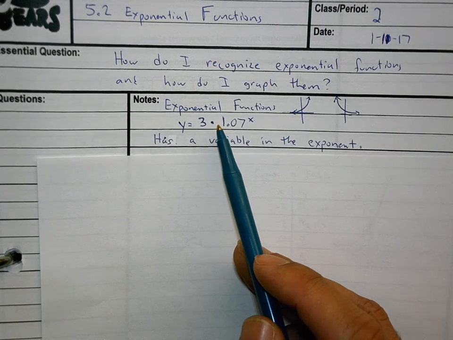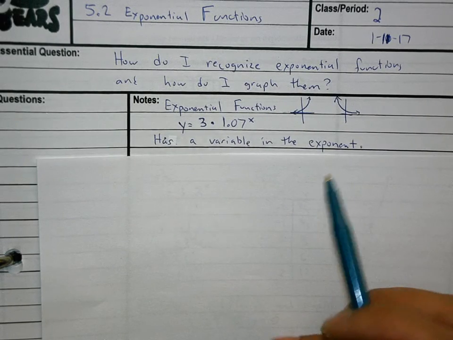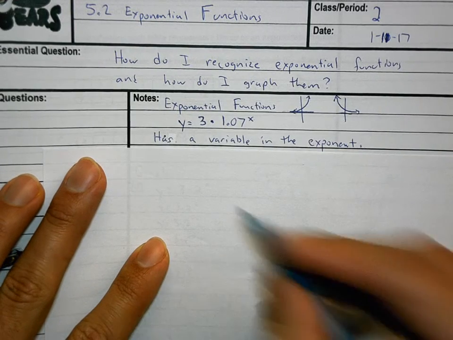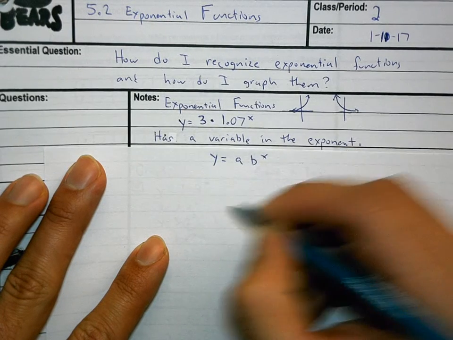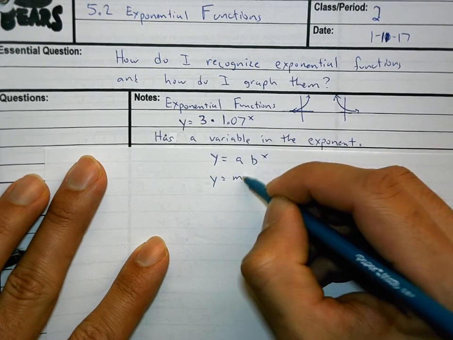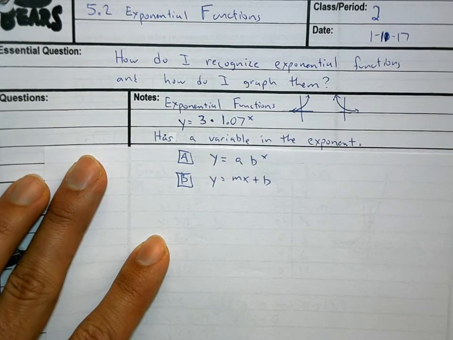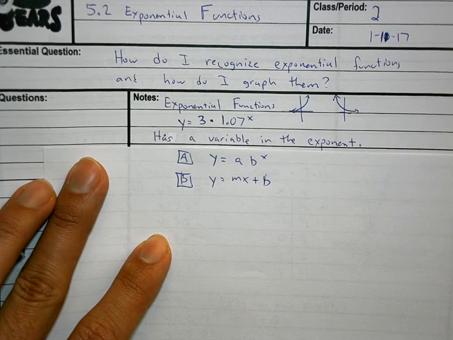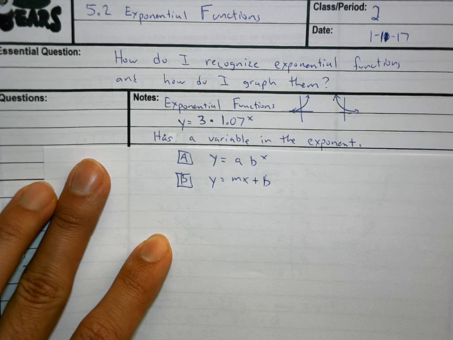If I want you to be able to recognize an exponential function, look for the equation that has a variable in the exponent. So if I gave you two choices, don't write this down, just look at this as a choice: choice A, y equals a times b to the x, and choice B, y equals mx plus b. Look at these two choices. One of these is exponential and the other one is linear. Do you know which one is exponential?